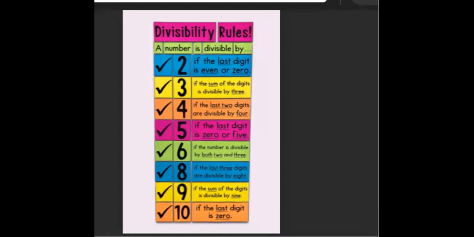Let's talk about 2 first, okay? So this table is basically a table of divisibility rules. If you have a number, you need to know if that number is divisible by 2 or not.